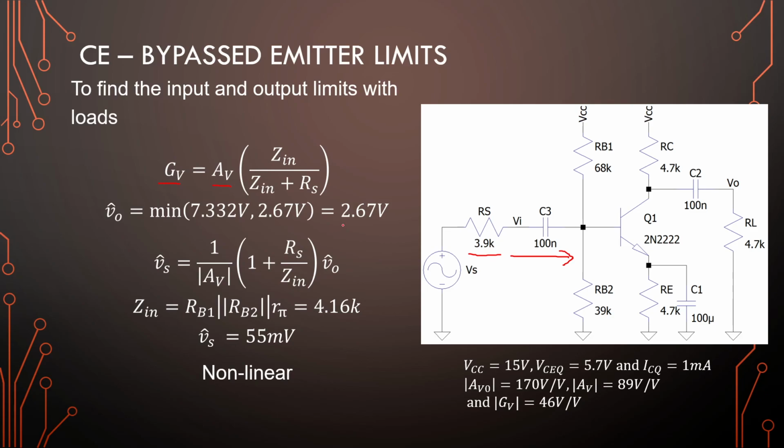So the maximum that we had, which is not linear, from the previous page is 2.67. When we plug it in here, the input impedance for this amplifier, r pi, is about 5 kilo ohms, with 1 milliampere and a beta of 200 that we are using with a 2N2222.